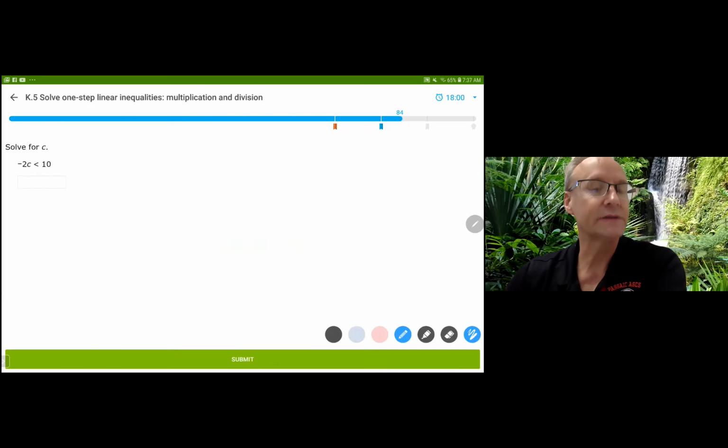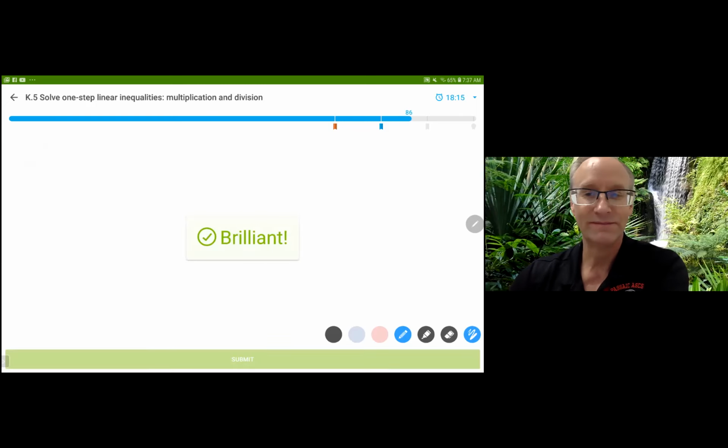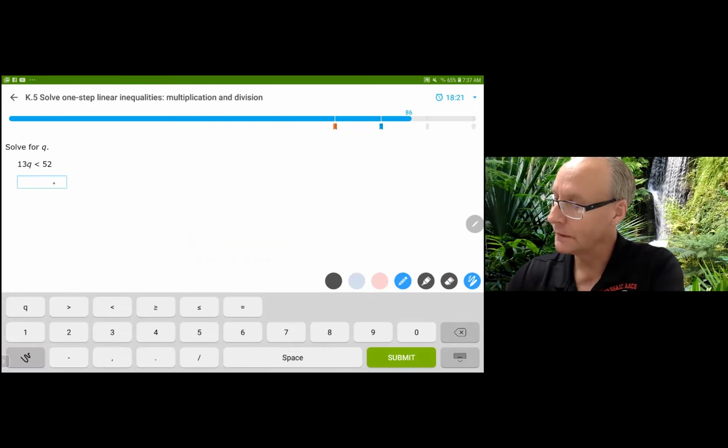And let's see, what's next? We're going to divide by negative 2 on both sides, and we're going to get C is greater than negative 5. Because we divided by a negative 2 on both sides, we have to change the sign. We're going to divide by 13. We're going to get Q is less than 4.